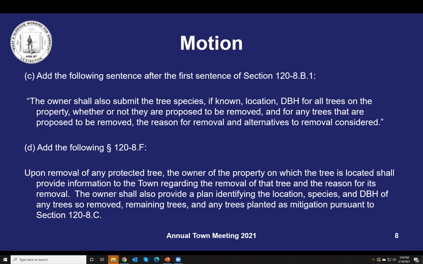110-8.c. This is a very important component that we're asking for here because this goes to compliance. The current bylaw tells us what the proposal will be, but the new motion allows us to see if that initial proposal was implemented properly. And if it was, what the solutions were in terms of mitigation.